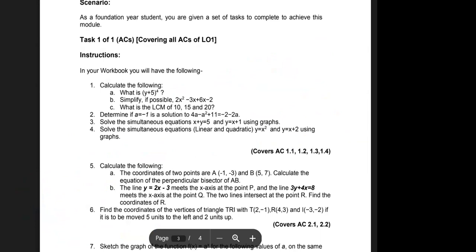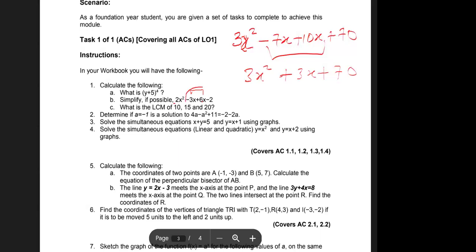So look at this one. It says simplify if possible. So what you have to do here is collect the like terms. This one is similar now. Minus 3 plus 6 is going to be what? Plus 3x. For example, if you have something like 3x squared minus 7x plus 10x plus 70, you just put the similar ones together. That gives you 3x squared plus 3x plus 70, because you just collect the similar ones together. That's all.